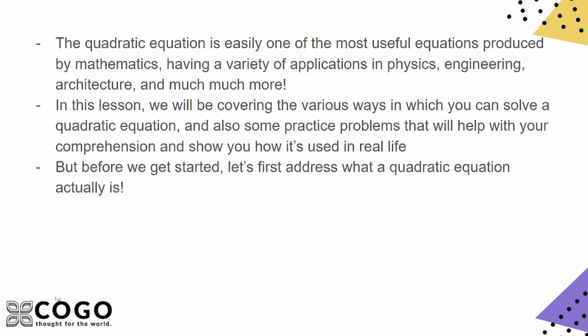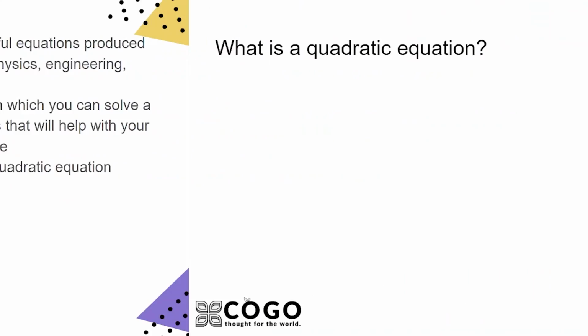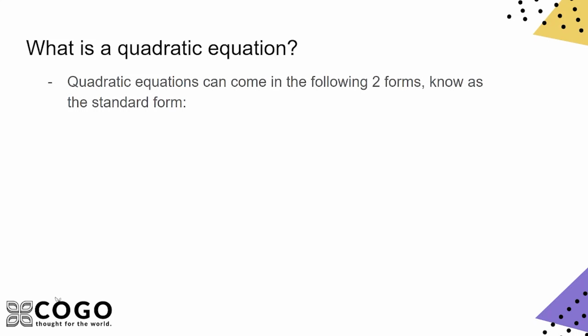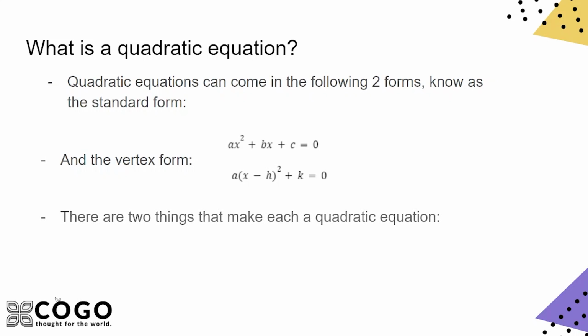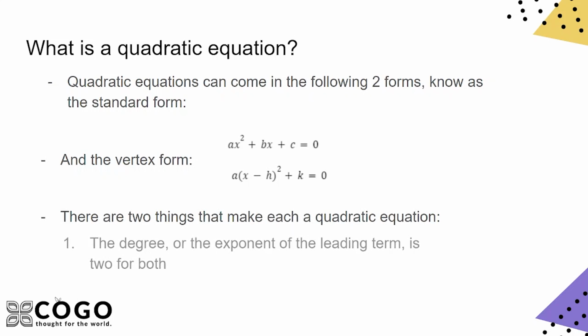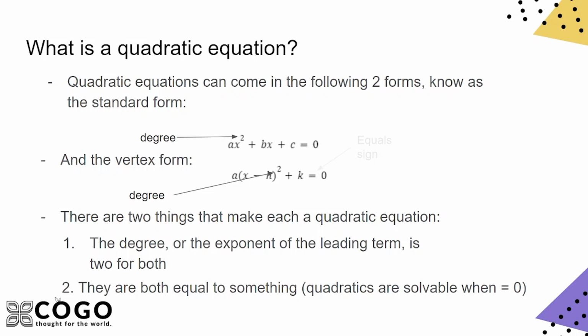quadratic equation actually is. Quadratic equations often come in one of the following two forms, known as the standard form and the vertex form. There are two features shared between both forms that make both equations quadratic equations. Number 1, the degree, or the exponent of the leading term, of the expression is 2, and the fact that they are both equal to something. In the case of quadratic equations, we always want to make sure that they are equal to 0, as that is when we can actually go about solving them.